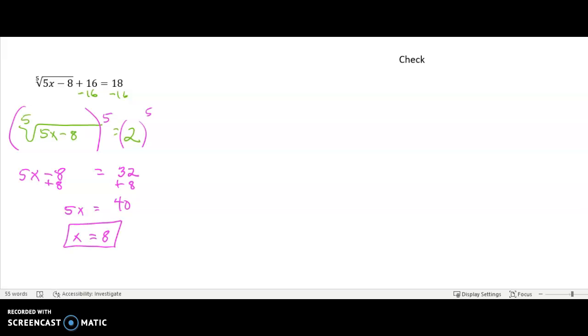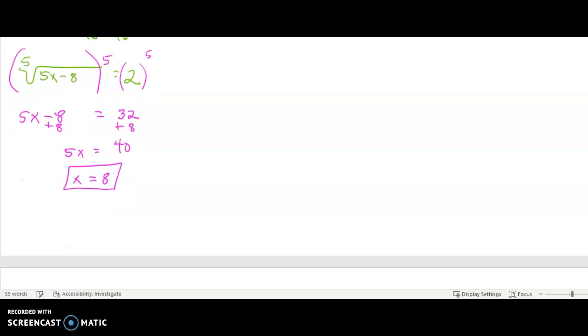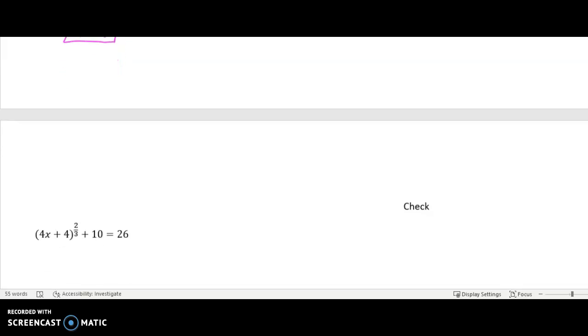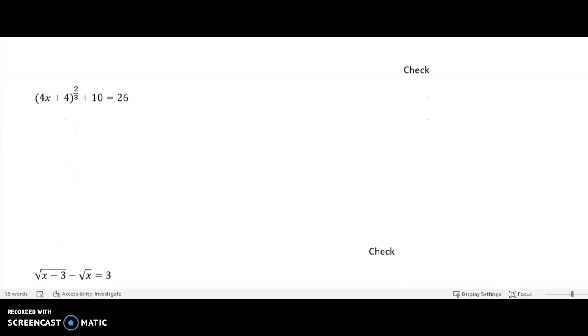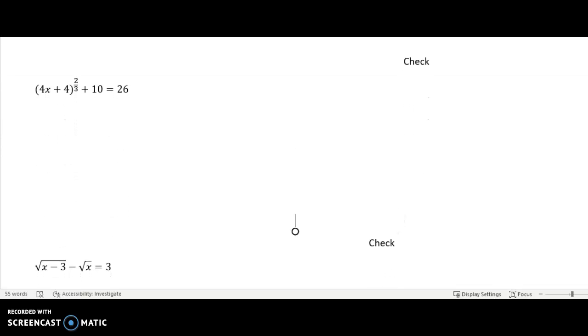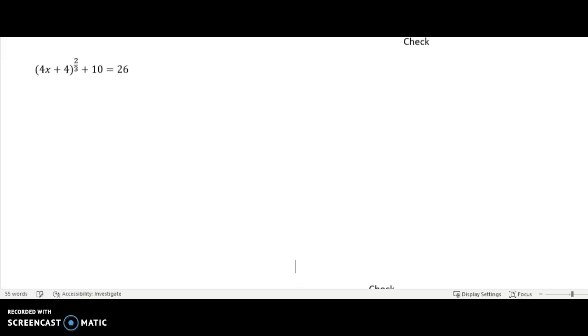For the sake of time, I'm just going to tell you 8 does work, but you should plug it back in and check your answer. The third example, we have 4x plus 4 to the 2/3 power plus 10.